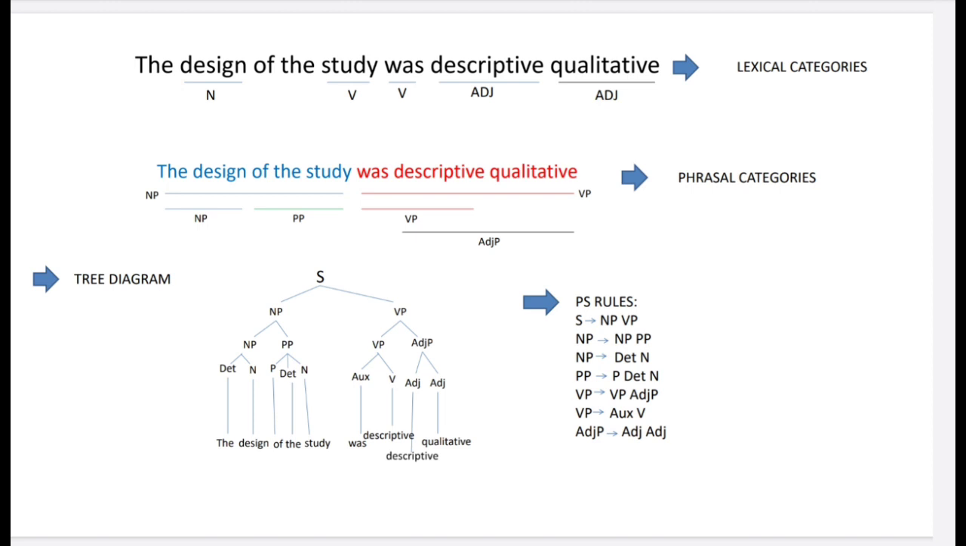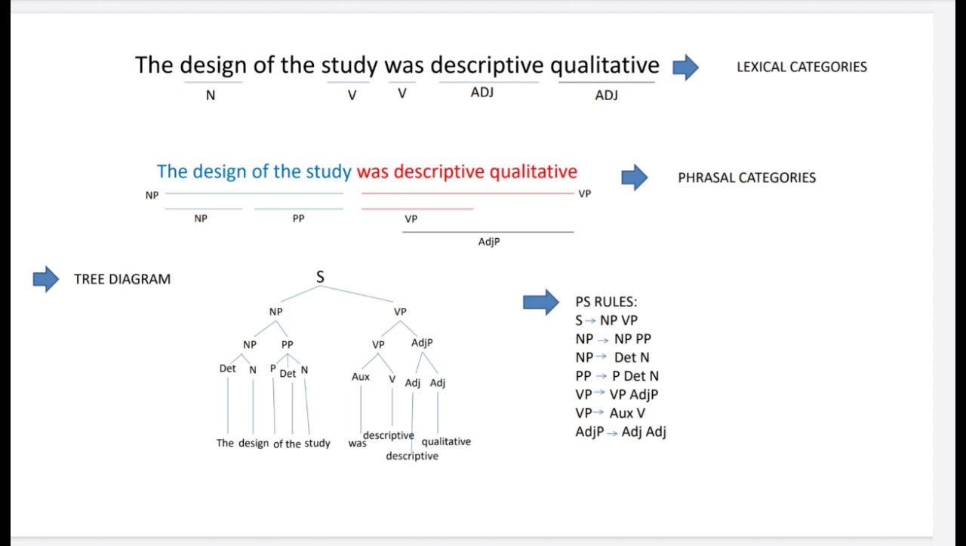Now we go to the verb phrase. On the verb phrase there are two structures on the tree diagram. There are verb phrase and adjective phrase. The verb phrase consists of auxiliary and verb. Auxiliary is was, verb is descriptive. The adjective phrase consists of two structures that are adjective and also adjective. What is the adjective? It is descriptive. And the other adjective is qualitative.